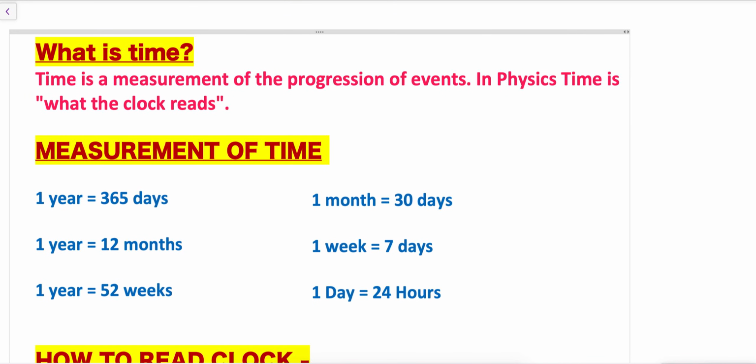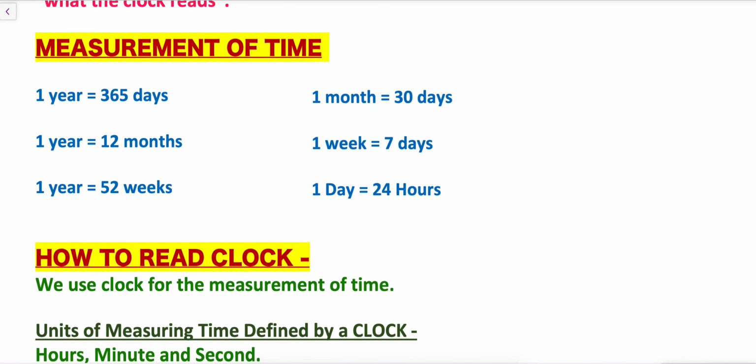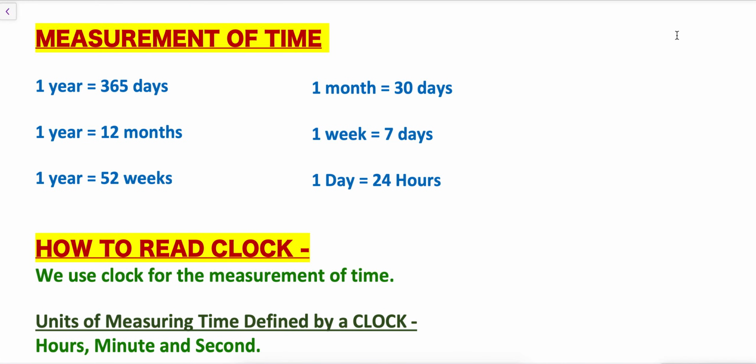What is time? Time is a measurement of a progression of events. In physics, time is what the clock reads. So before moving ahead with time, first we should know the measurement of time. As we all know, 1 year is equal to 365 days and 1 year has 12 months, January to December, and the total days are 365, and in 1 year we have 52 weeks.